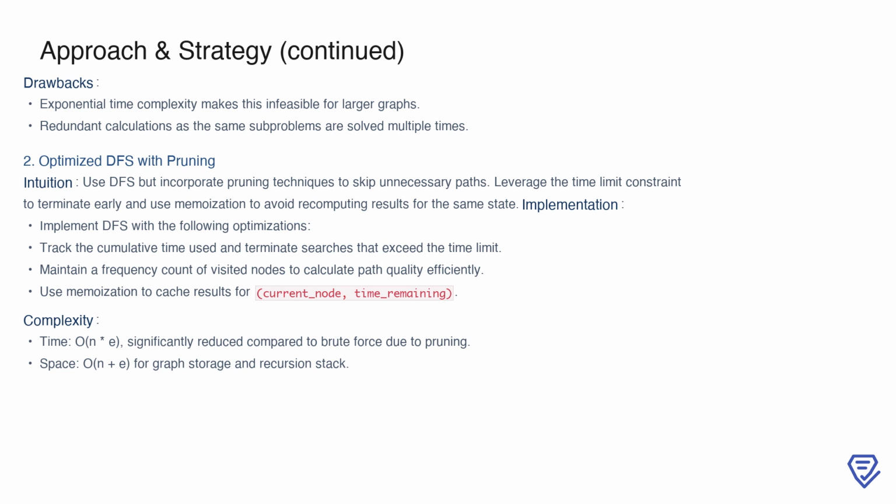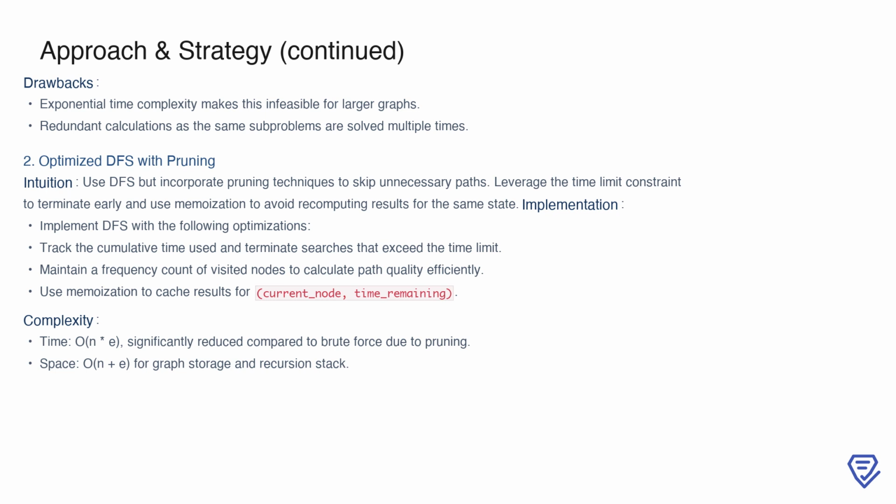To address these limitations, an optimized DFS approach with pruning can be applied. Here, we still use DFS but incorporate strategies to skip unnecessary paths. By leveraging the time constraint, we can terminate paths that exceed the allowed time and avoid wasting computational resources. Additionally, by maintaining a frequency count of node visits, we can calculate path quality more efficiently.